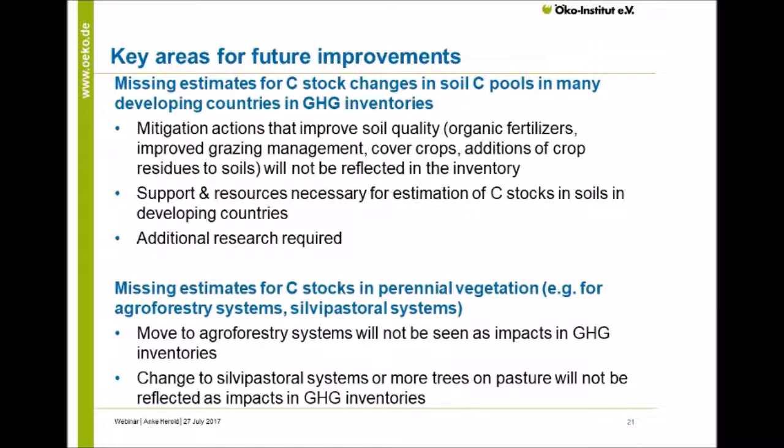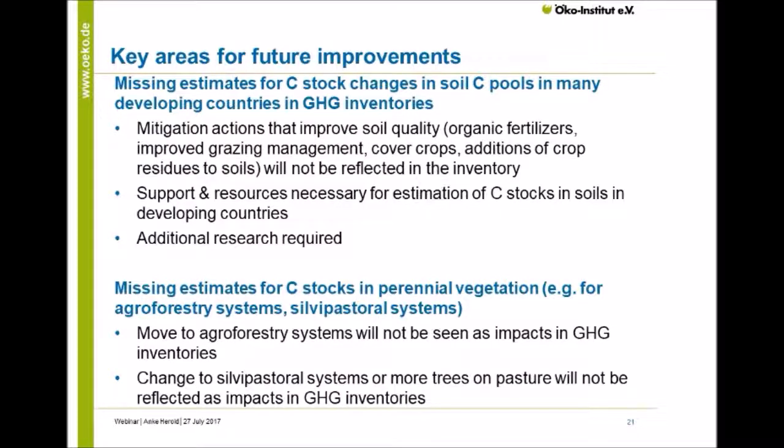I think this is an area where additional support and resources are necessary to help developing countries estimate carbon stocks in soils, and where also additional research is required, because in the countries where we have been working, we are often also missing research in this area of soil carbon pools.